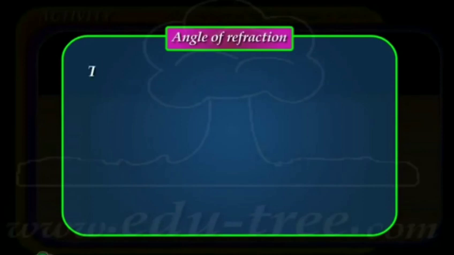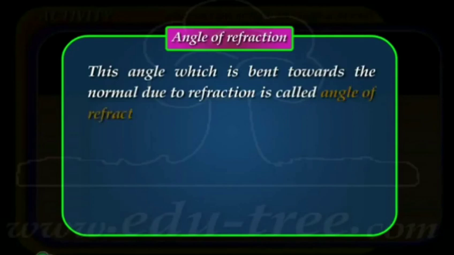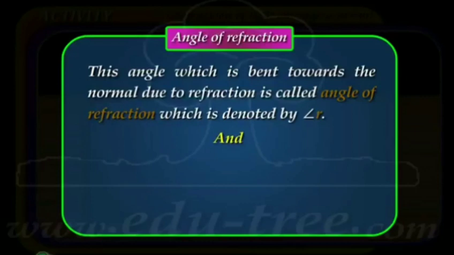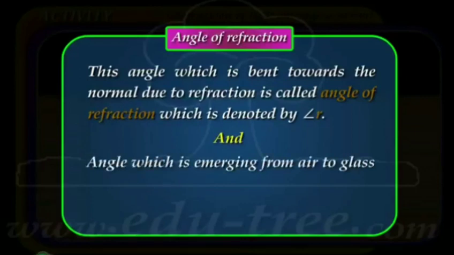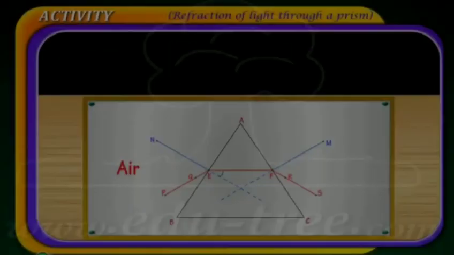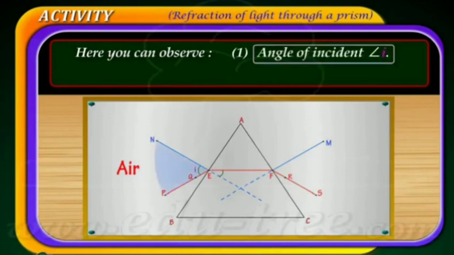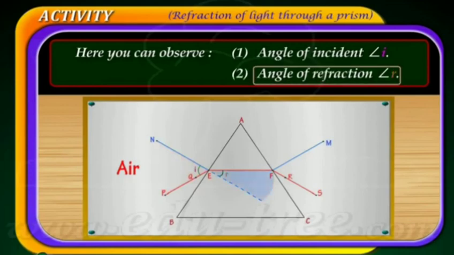Angle of refraction. This angle, which is bent towards the normal due to refraction, is called the angle of refraction, which is denoted by angle R. And the angle which the ray makes in air with respect to the normal is called the angle of incidence, which is denoted by angle I. Here, you can observe: 1. Angle of incidence, denoted by angle I. 2. Angle of refraction, denoted by angle R.